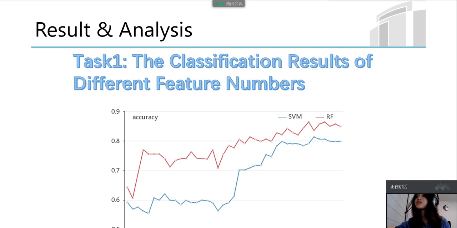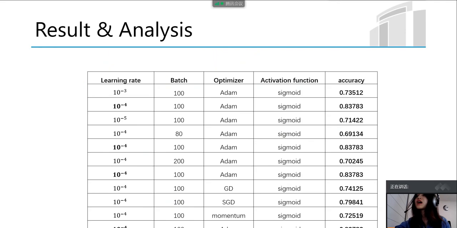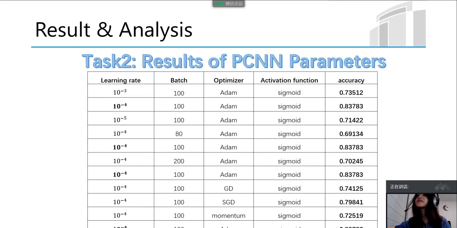The classification results of different feature numbers show that the RF classifier is superior to the SVM classifier on the feature set. At the same time, the RF classifier is best when the number of features is 35. In the PCNN model, we get the parameters from the experimental results. Finally, we obtain the local feature set with 256 features, and the accuracy result is 0.83783.